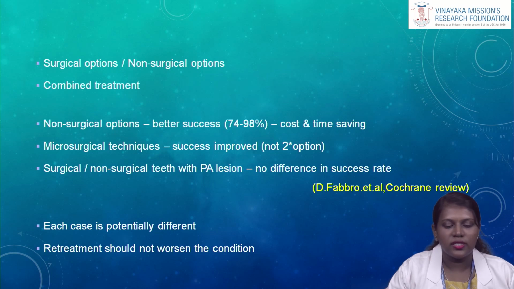In non-surgical cases, a better success rate was evident, which is about 74 to 98%. It is also cost and time saving. With microsurgical techniques, success was improved, but it is just a second option. For surgical or non-surgical treatment of teeth with periapical lesions, there is no difference in success rate. Each cause is potentially different, and retreatment should not worsen the condition.